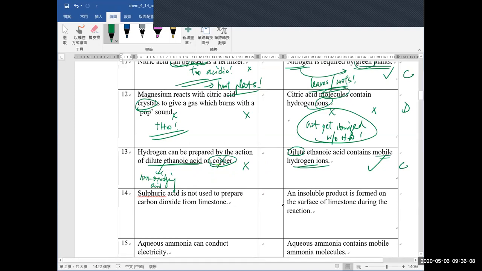14. Sulfuric acid is not used to prepare carbon dioxide from limestone. Any soluble product is formed on the surface of the limestone during the reaction.